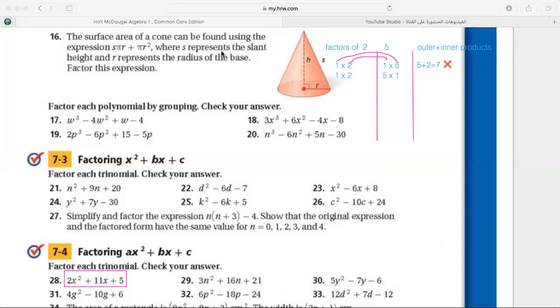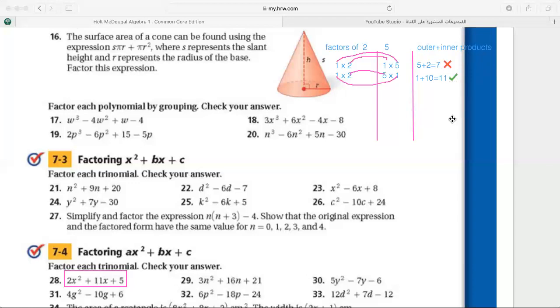Let's try the inner and the outer here. 1 times 5 is 5. What is the outer? 1. What is the inner? 10. Okay, 1 plus 10 is? 11. What is the middle term that I have here? 11. So this is the correct one that I will use.